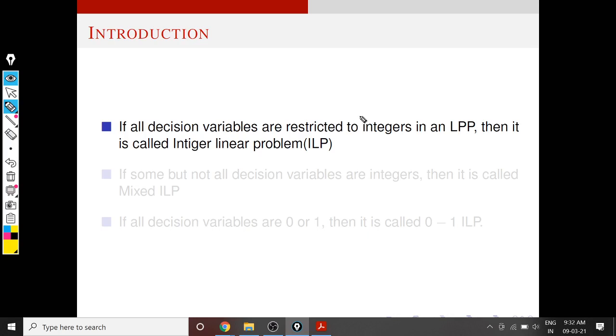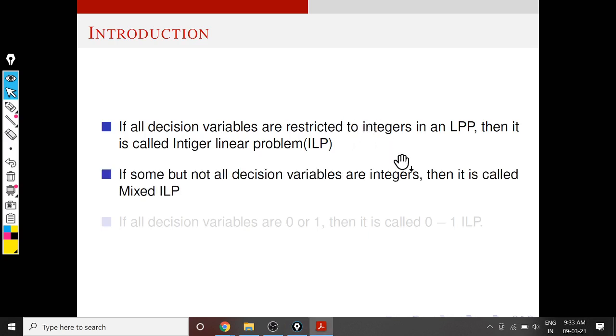For example, suppose we have to optimize the number of sensors, then that should be an integer. So that depends on context. In such situations, decision variables should be integers. That is the context of the integer linear programming problem.